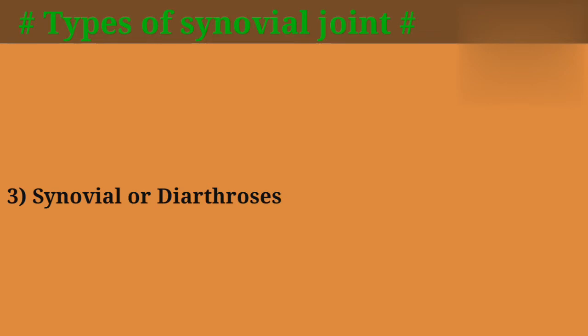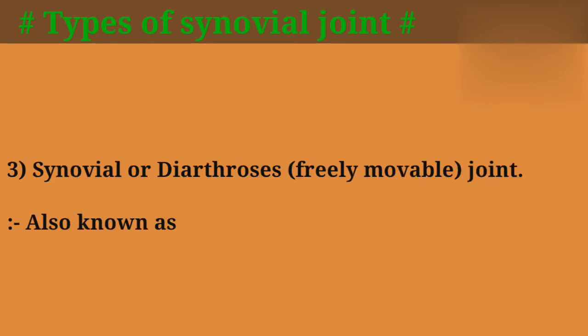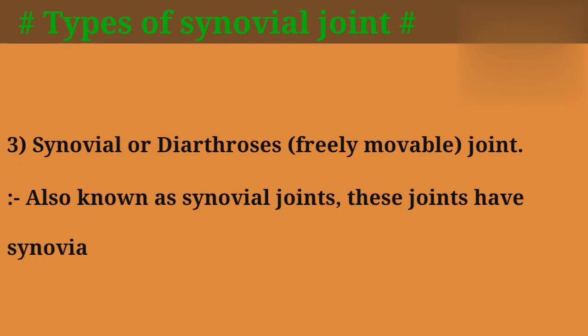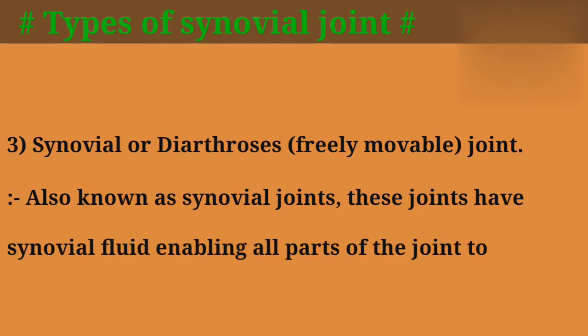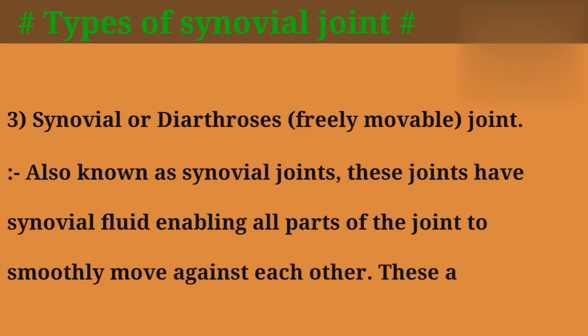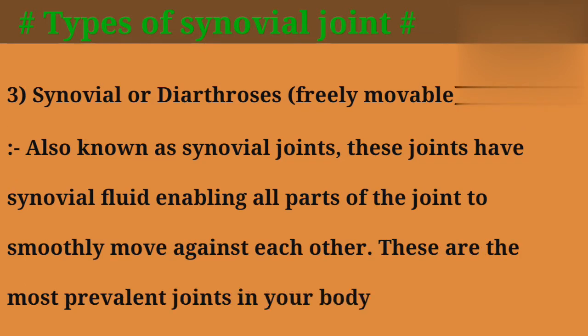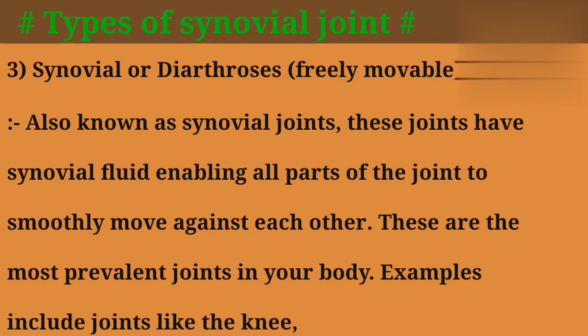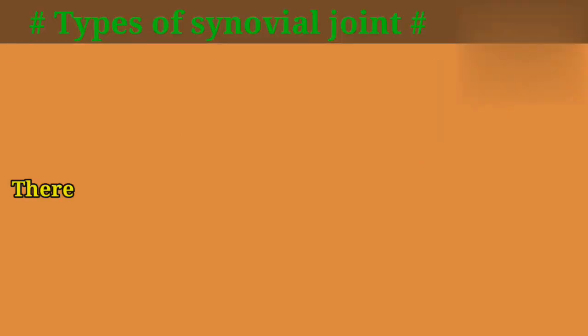Another type of joint is the synovial joint. These joints have synovial fluid, enabling all parts of the joint to move smoothly against each other. These are the most prevalent joints in your body. Examples include joints like the knee, elbow, shoulder, ankle, etc. Examples of synovial joints are the knee, elbow and shoulders.